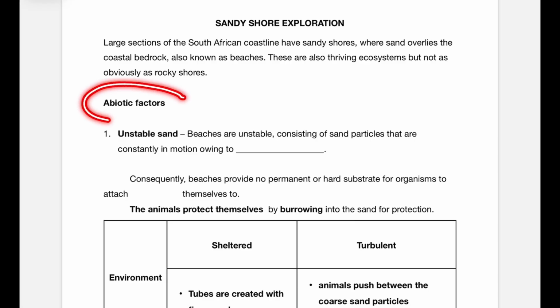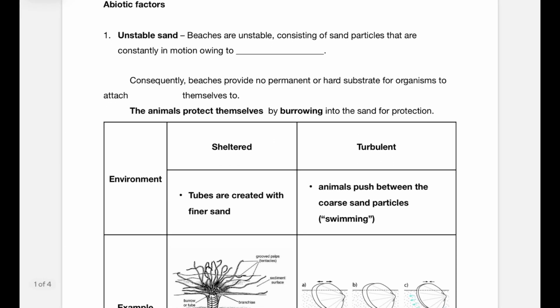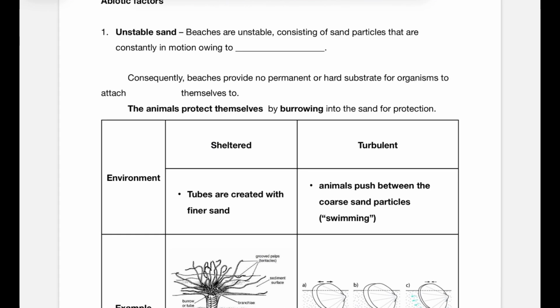Starting off with our abiotic factors, which are our non-living factors. The first one that the animals would need to be prepared for is unstable sand. Why is the sand unstable? Because it has sand particles that are constantly in motion owing to the wave action. So there you can fill in your wave action. You can imagine that if you're burrowing into the sand and the sand is unstable, your burrow is going to need to be very well adapted, and you have to be a very good builder of your burrow.